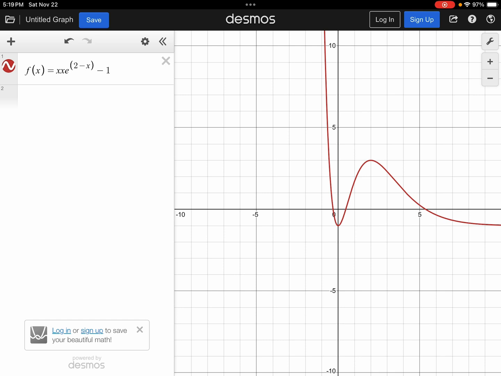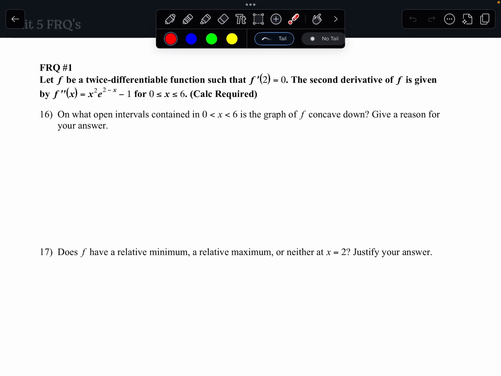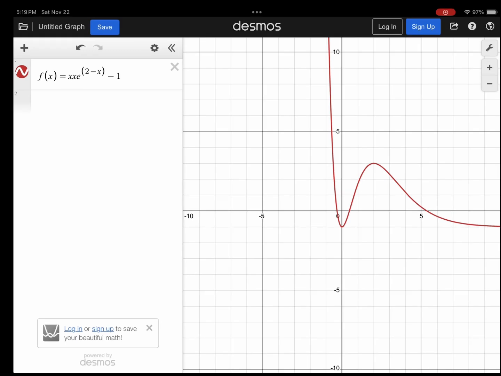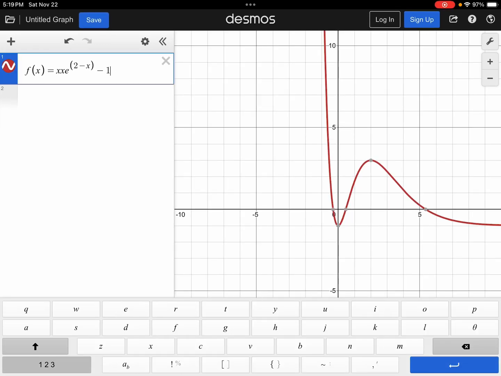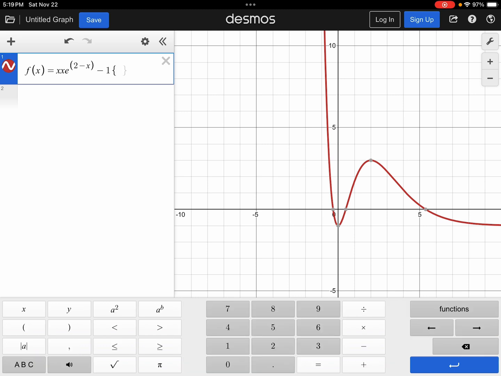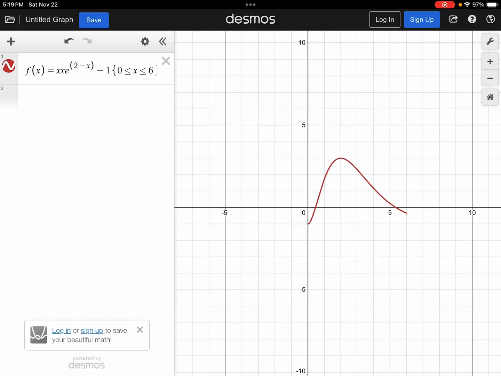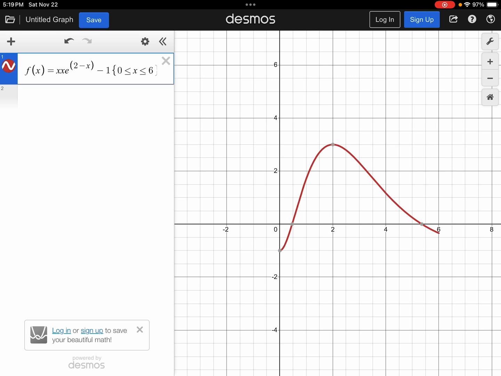We're trying to figure out where it is concave down, so on what open intervals from 0 to 6. Now, if you do want to restrict that, we can make an inequality such that 0 is less than or equal to x is less than or equal to 6 right here. Now we have it just a little bit easier. And I'm going to look at these zeros right here.